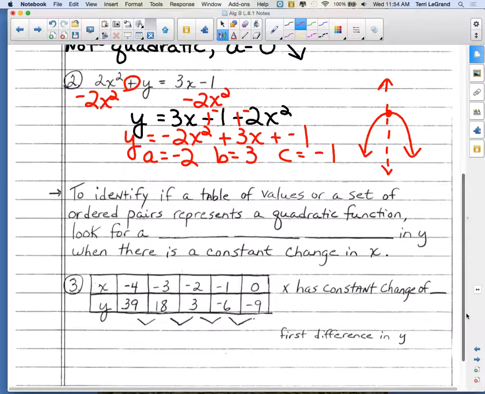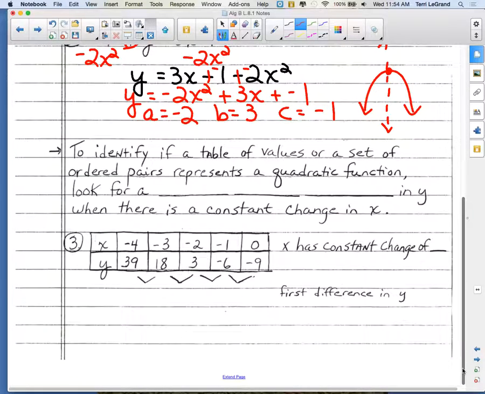Anybody have questions on identifying if an equation represents a quadratic function without using a graphing calculator? Now, did you notice that to use a graphing calculator, we always have to get y alone, don't we? You can't do these any other way, so that's why we just keep getting y alone too.